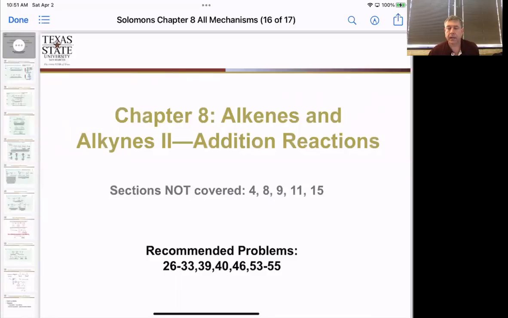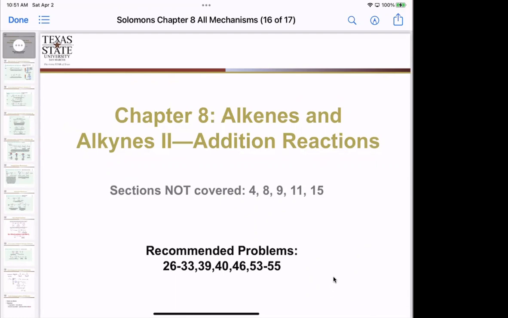Okay, as promised, I am going to go ahead and go through each mechanism of the ones in the book. These were all in the book, and I'm just going to talk you through them and explain it to you. So let's go ahead and get started.